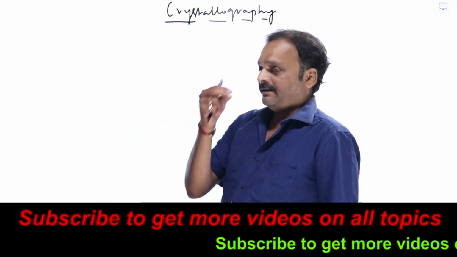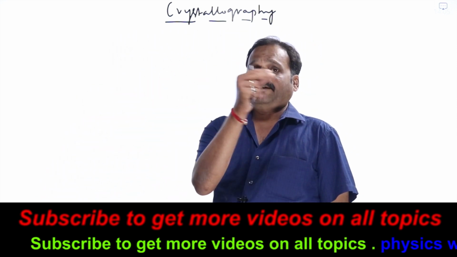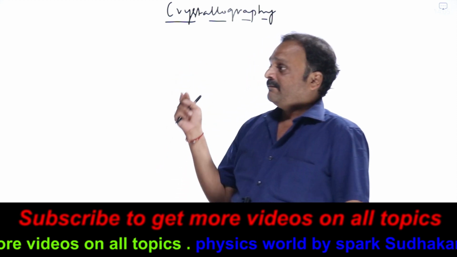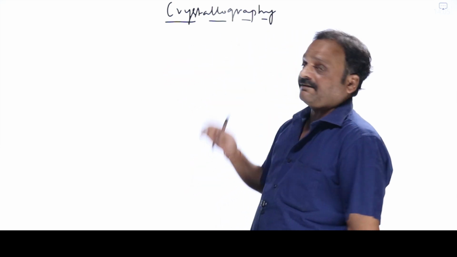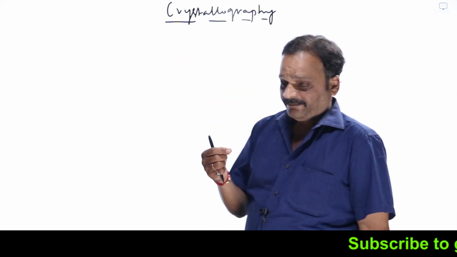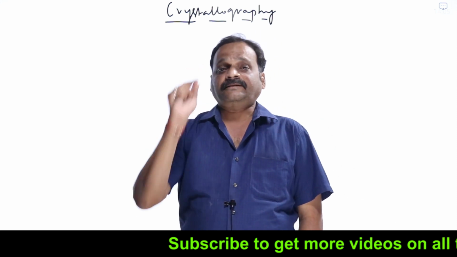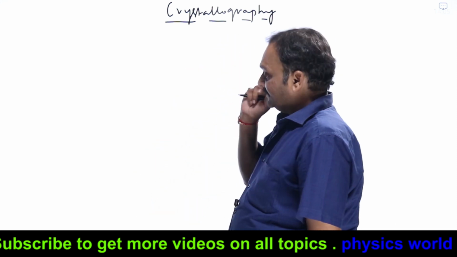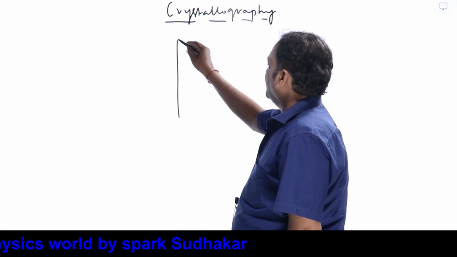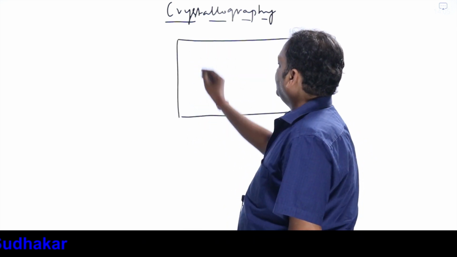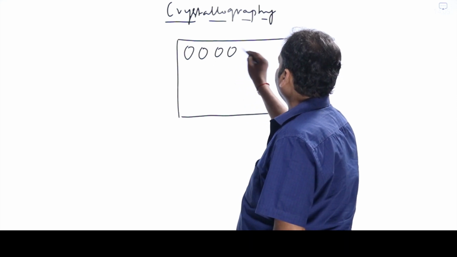Now, we have seen how solids are divided into two types, amorphous solids and crystalline solids. Crystalline solids have a regular structure, we have seen. Studying that structure of crystals comes under what is known as crystallography. Crystallography means studying the structures of crystals. Now, what is a crystal? A crystal is one where the atoms or ions or molecules are arranged in a very systematic manner. That's what we have seen.